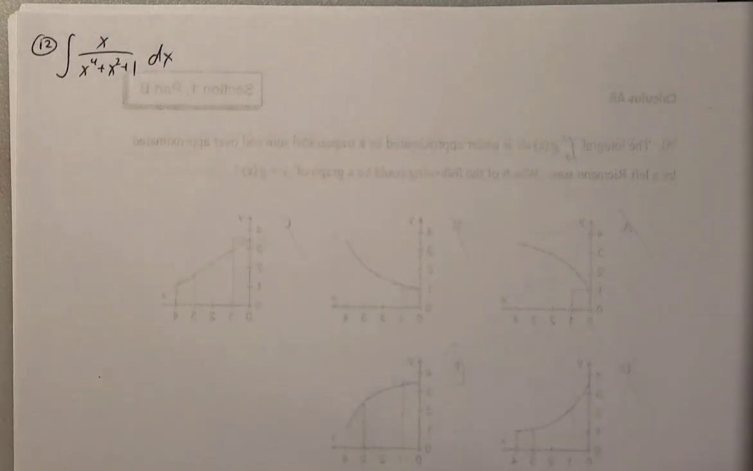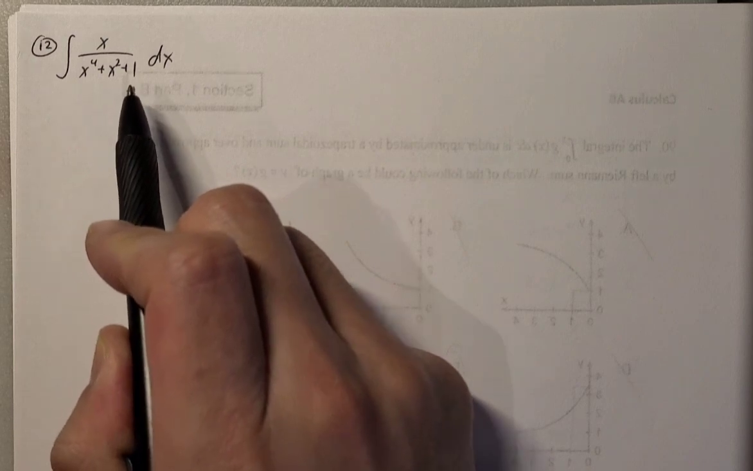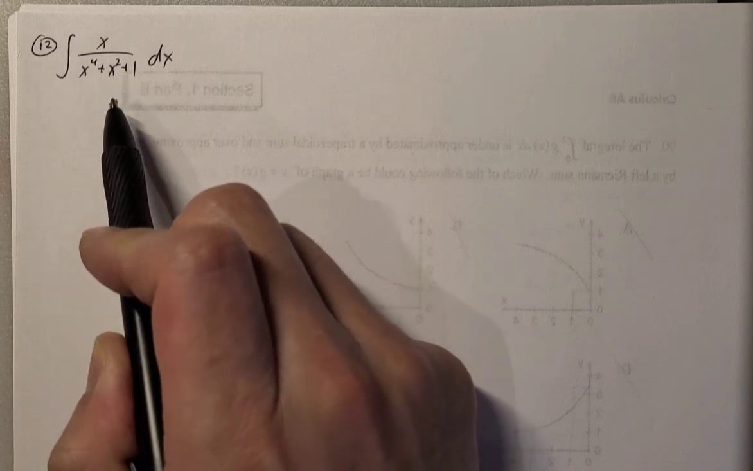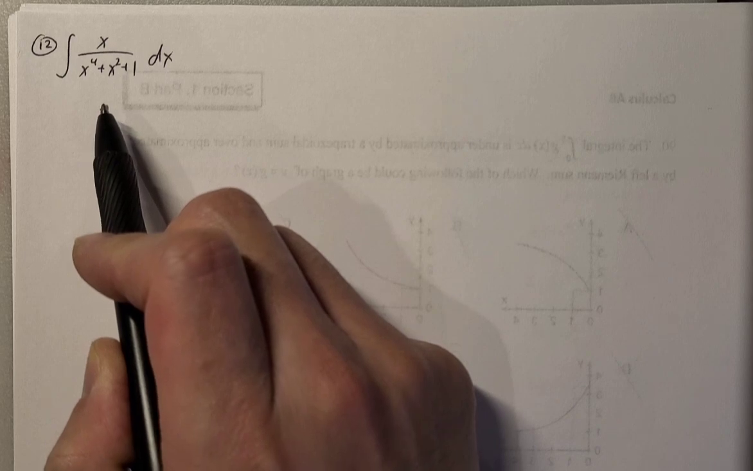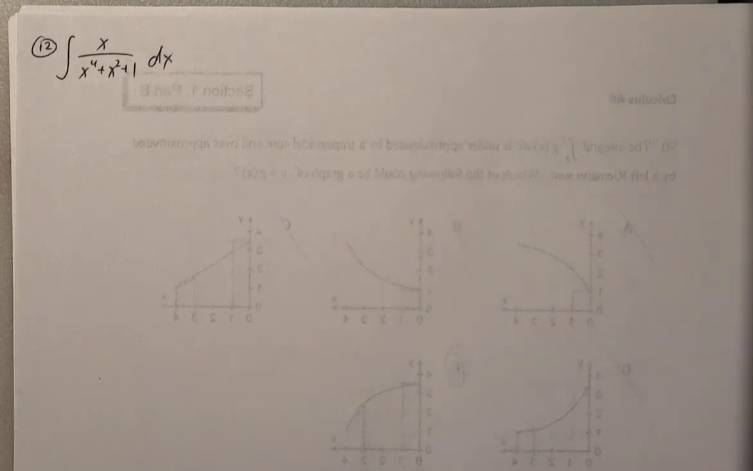How about just a normal substitution? Well, if I let u be x to the fourth plus x squared plus 1, du would be 4x cubed plus 2x dx, which is not like the top at all. So I'm out of ideas, am I? Or what else can we do?